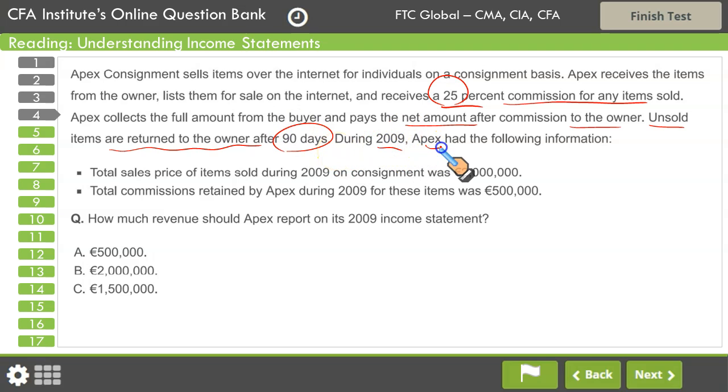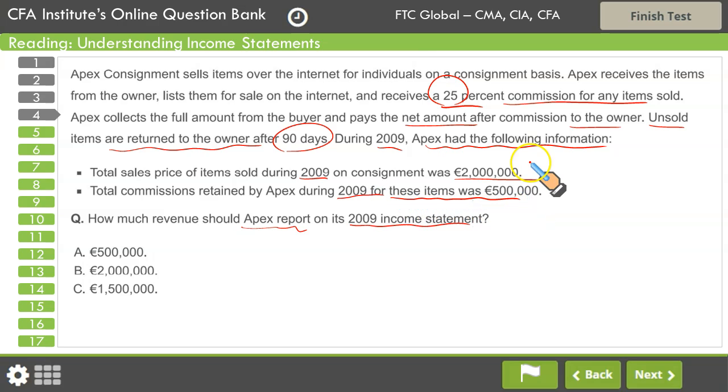During 2009, Apex had the following information, and what exactly are we looking for? How much revenue should Apex, the consignee, report on its 2009 income statement? We need to see how many goods he sold, or the value of sales he made. Total sales price of the items sold during 2009 on consignment was 2 million euros. Total commission retained by Apex during 2009 for these items was 500,000 euros.